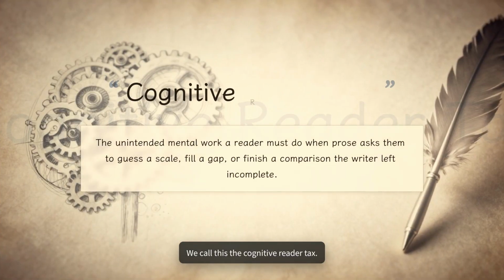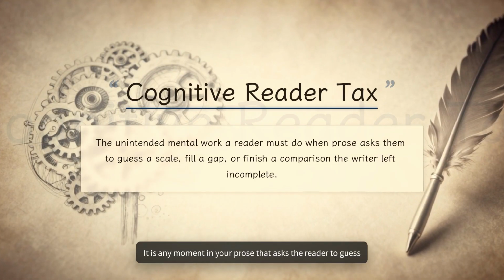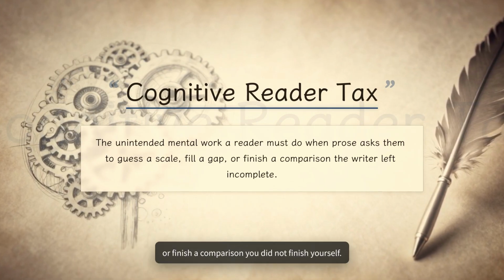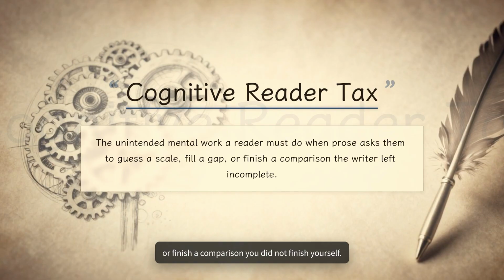We call this the cognitive reader tax. It is any moment in your prose that asks the reader to guess a scale, fill a gap, or finish a comparison you did not finish yourself. It is not always a mistake. Sometimes a little ambiguity is exactly what a scene needs. The problem is the tax you charge by accident, the one you never meant to collect. Learning to spot it in your own pages is one of the highest leverage skills you can build as a writer. Once you start seeing it, you cannot stop.